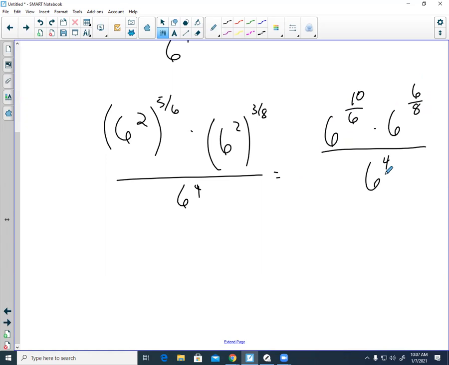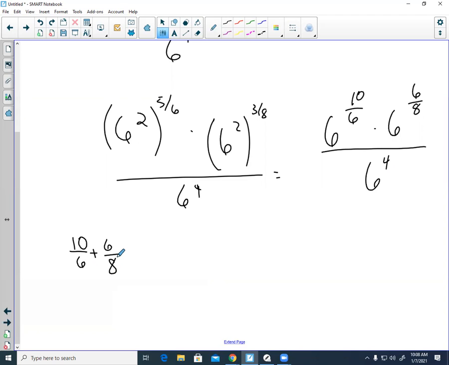And now we're just going to go through and simplify as much as possible. So I know that if I have two bases that are multiplying, what can I do with the exponents? I can add them, right? So I can add my two exponents, which are 10/6 and 6/8.